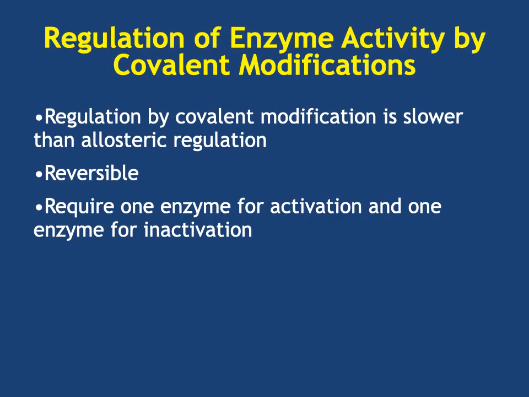Now, the fourth mechanism is regulation of enzyme activity by covalent modifications. This is called covalent modification, and it involves adding or removing a group from an enzyme through the forming or breaking of a covalent bond. This is slower than allosteric regulation, it's more reversible, and it requires one enzyme for activation and one enzyme for inactivation.